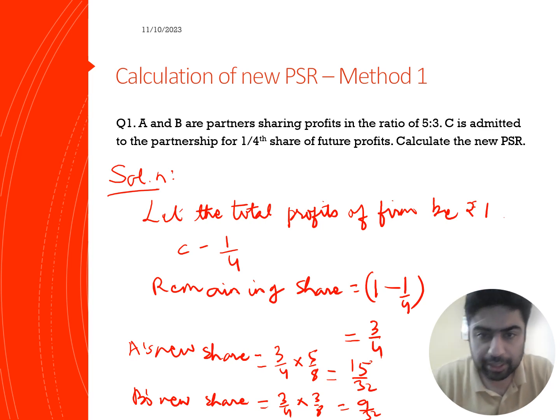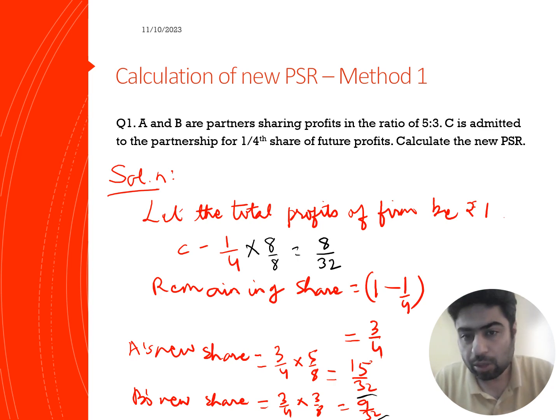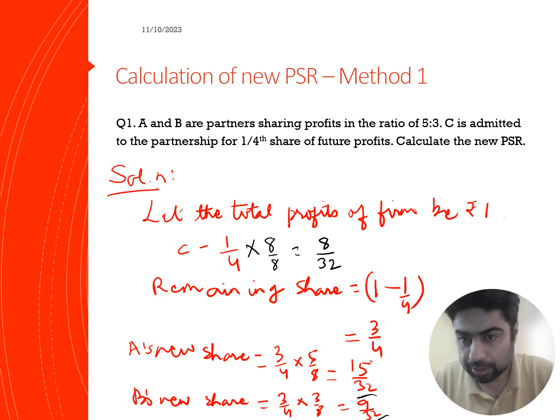Now if we see clearly, what we can see here is that the denominator here is 32 and here also the denominator is 32, but C का जो शेयर है वो 1/4 है, तो इसका डिनोमिनेटर अगर हमें 32 चाहिए तो हम इसको 8/8 से मल्टीप्लाई कर देंगे और हमारा आ जाएगा 8/32, right? So now the denominator of all the partners, share of all the partners is 32.